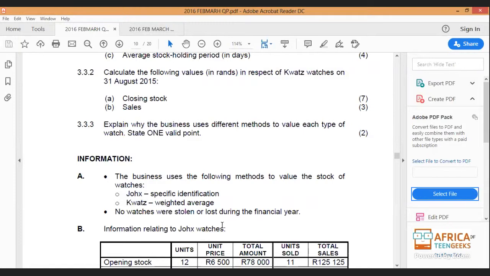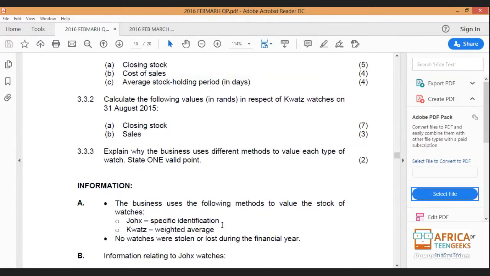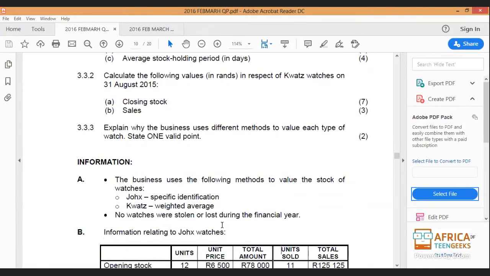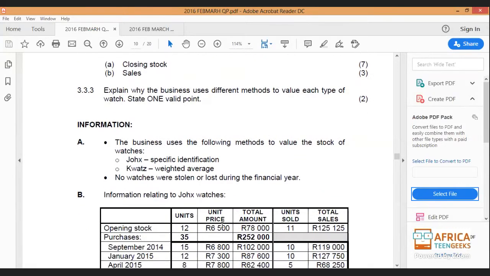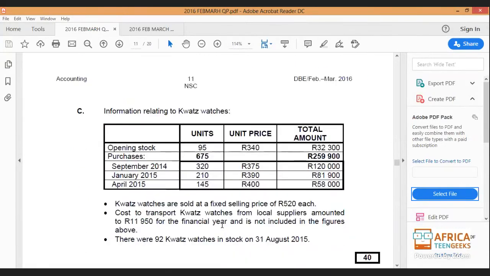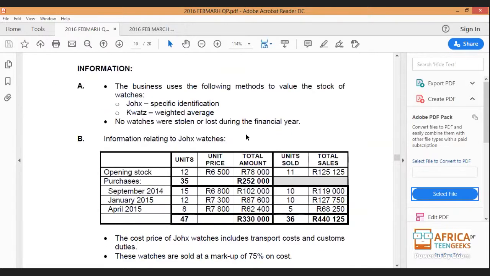Okay, then now we need to scroll down and read the whole entire information. This is the information relating to Jogs watches. We've got the opening units, there were 12 units and each cost 6,500. The total was 78,000 and the units sold, there were only 11 from this 12.